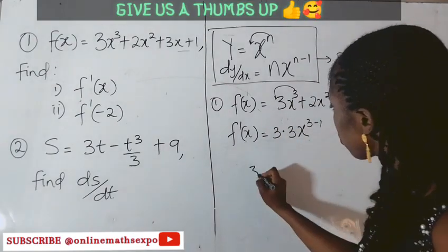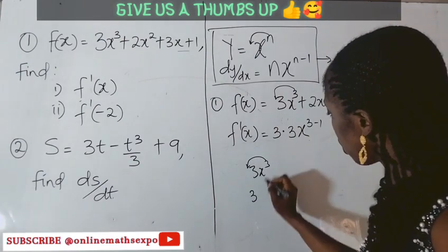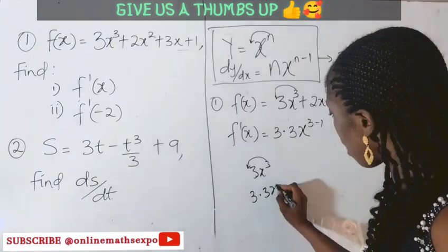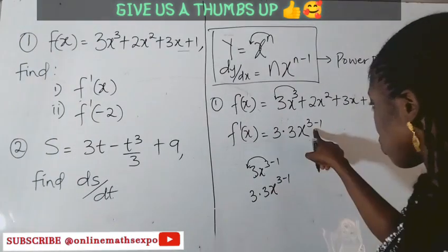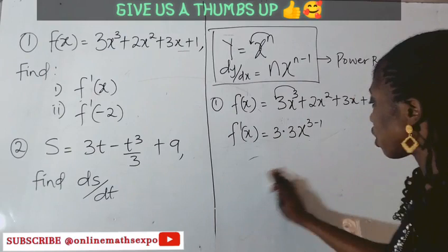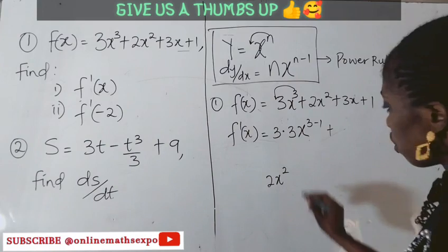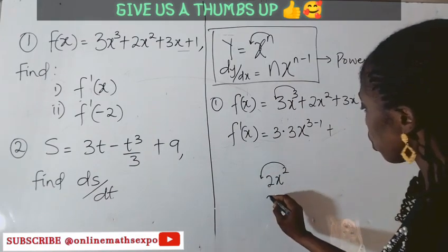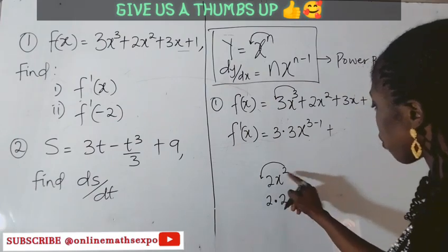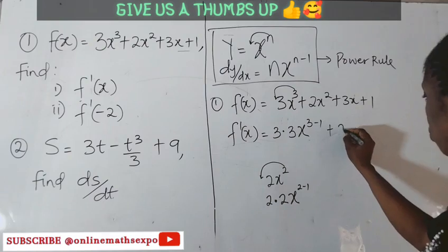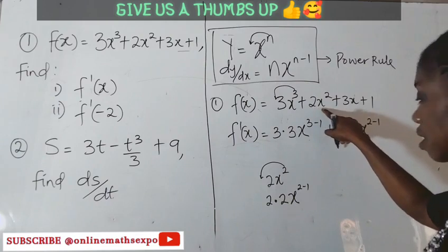We have 3x to the power of 3. Use this to multiply. We have 3 multiply this 3. Then we have x, remove 1 from the power of x. I hope it's clear. So that is what we have here. Okay, let's take the other one. Plus, for 2x to the power of 2, use this 2 to multiply. It will give you 2 multiply this 2. Then you have x and take 1 from the power. So that will give us 2 multiply 2x, then 2 minus 1 for this.